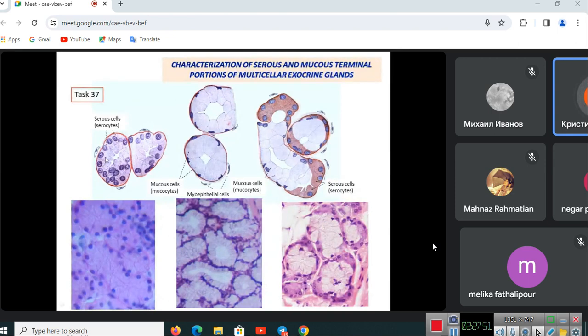So they are proteins, and they are made up inside rough endoplasmic reticulum. Rough endoplasmic reticulum makes the cytoplasm basophilic. The nucleus is rounded in shape, and the lumen of the secretory portion is not very well seen. It is here, lumen of secretory portion.